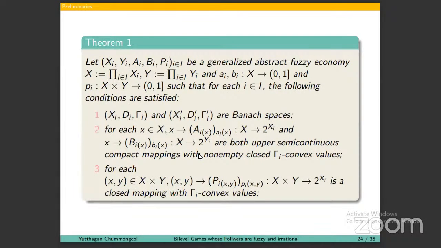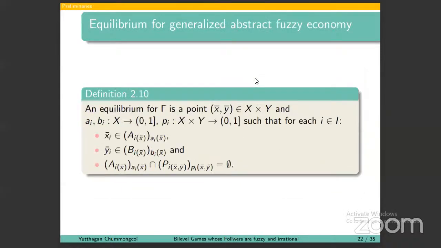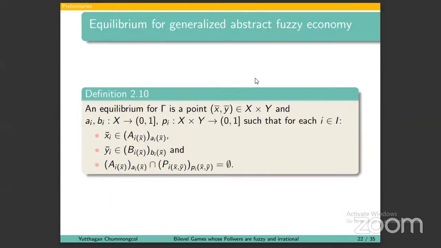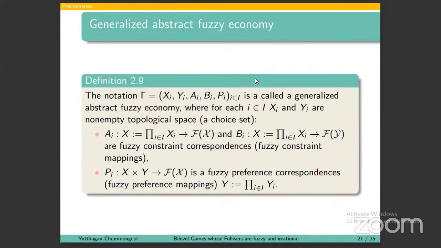We will use the theorem to define the parameter space and model M. First, let this be a generalized abstract fuzzy economy, with X equal to the product of Xi, Y equal to the product of Yi, and Ai, Bi and Pi defined from this, from Definitions 2.10 and 2.9.